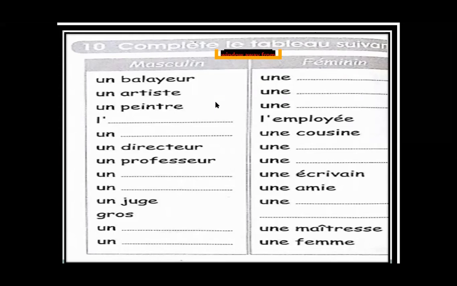Exercise numéro 10, exercise number 10. I will mute you all right now to hear me very well. Okay? And if you want to answer, please raise your hand.